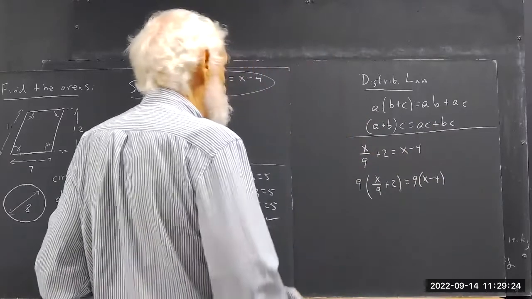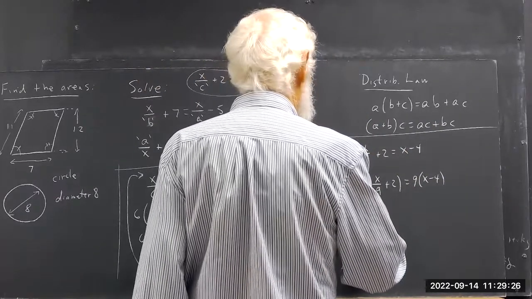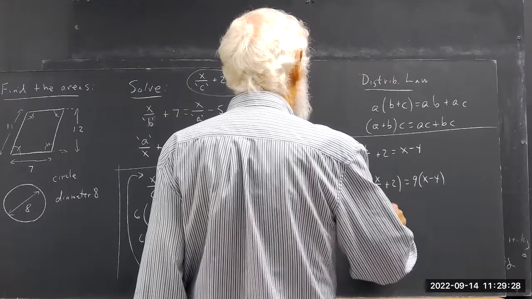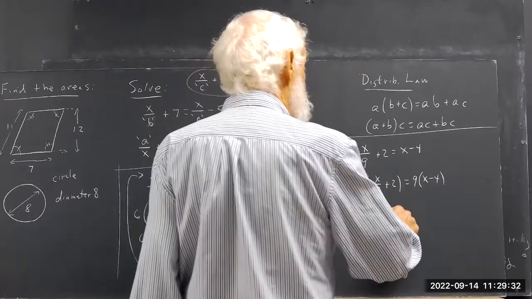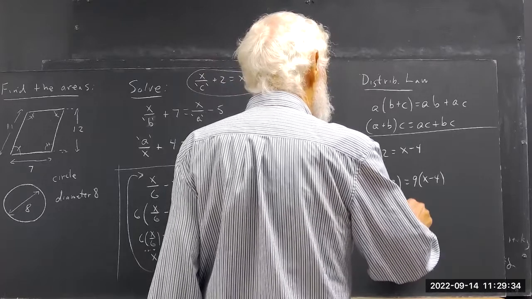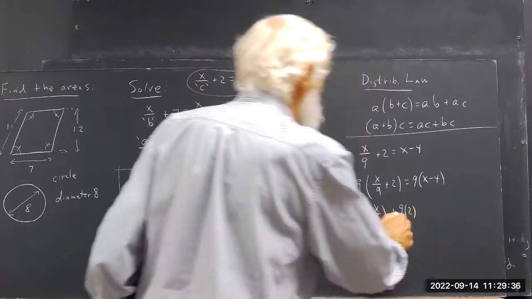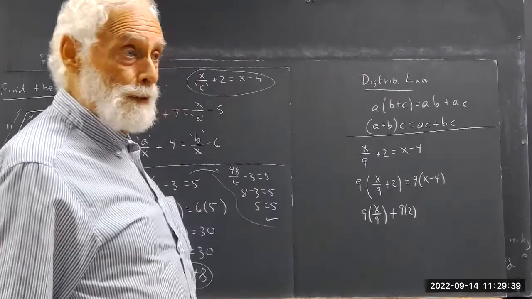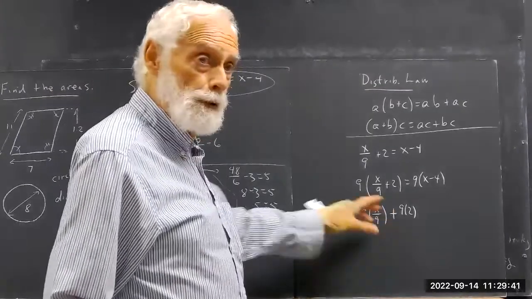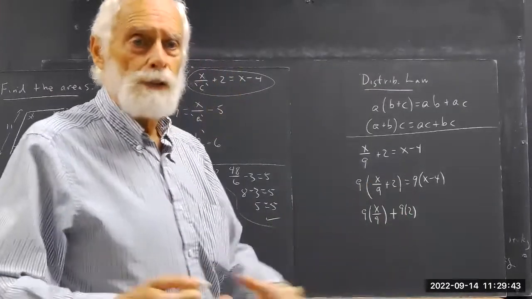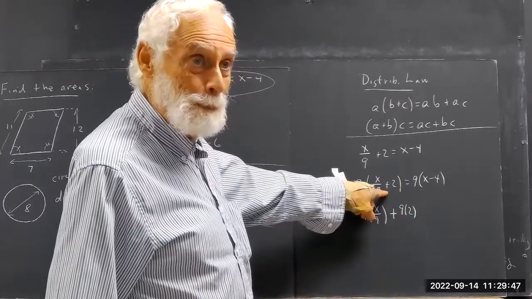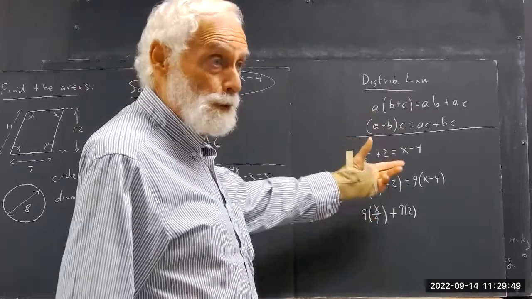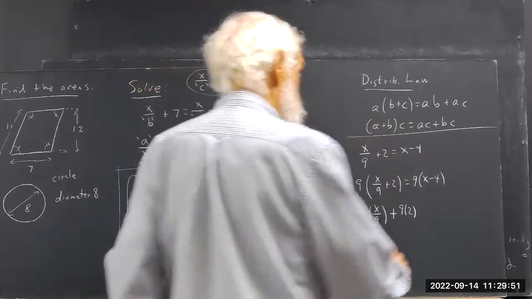Now, if I do that, by the distributive law, I get 9 times X over 9 plus 9 times 2. That plus is really important. A couple of you kind of left off your operator here because you're concentrating on just the multiplication and you forgot that there was a symbol there. Get used to that real quick. Just get the habit of doing it right.